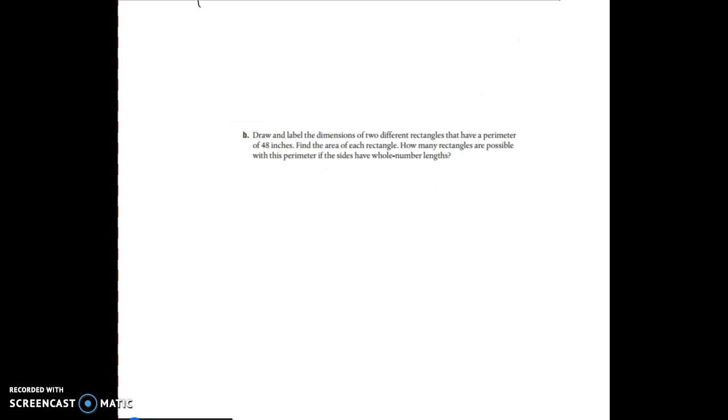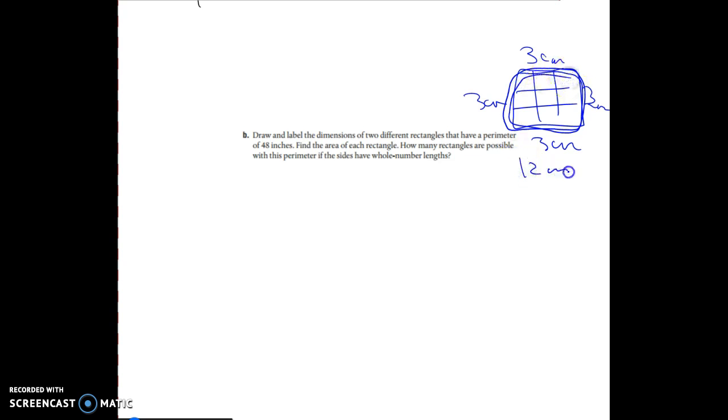Okay, so this time we're looking at perimeters. So again, if we think of that 3 by 3 square, 3 centimeters on each side, perimeter is like the distance around the outside, and so that would be 12 centimeters. We're not creating a new unit, we're just measuring with strings, so it's still linear, and we're getting 12. So this time we want a perimeter of 48, and then it says find the area.